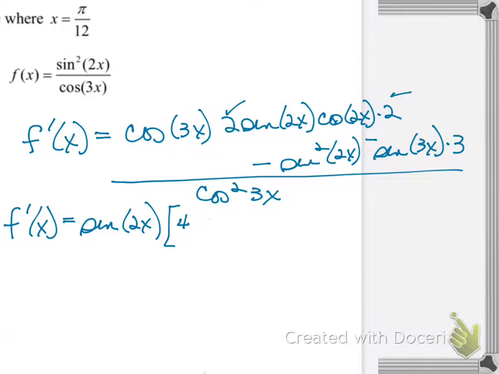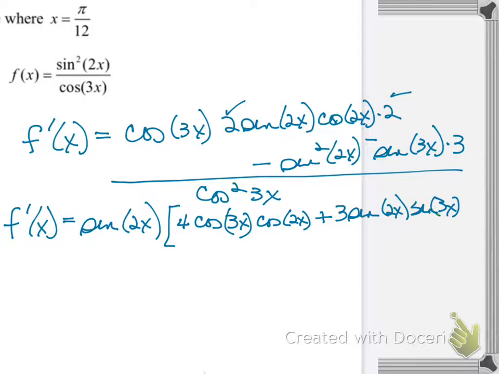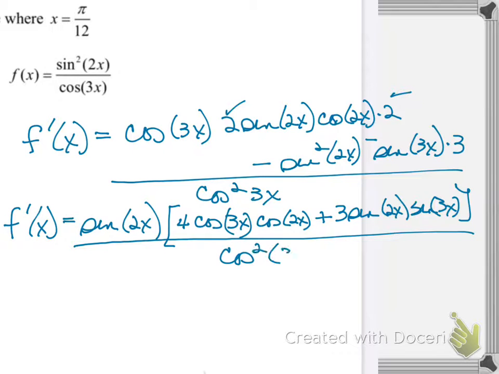And then I will do what? Cosine 3x. And then I have a cosine 2x. Okay, good. All right, so that's good. And then let's continue. Okay, a negative and a negative makes this a positive. I factored out a sine 2x. I have a 3 left. I have a sine 2x left. And I also have a sine 3x. That's done. And that's all over cosine squared 3x.